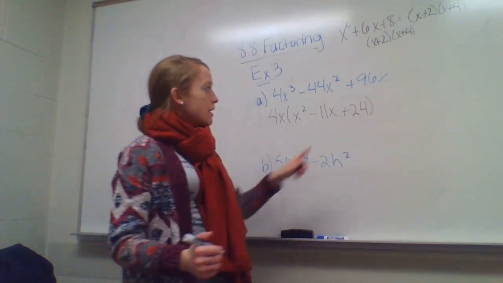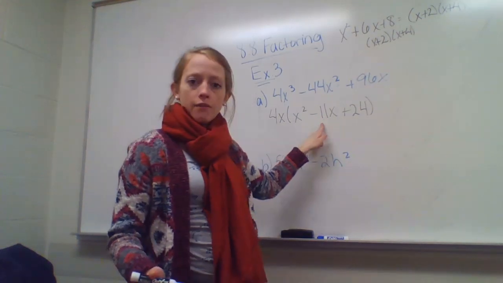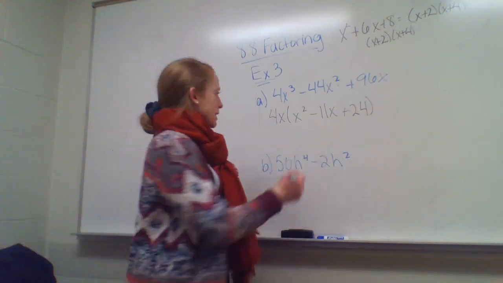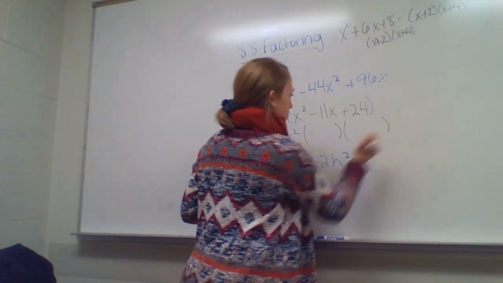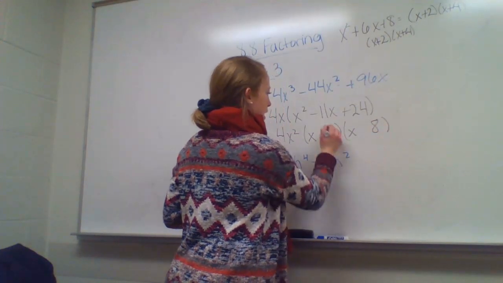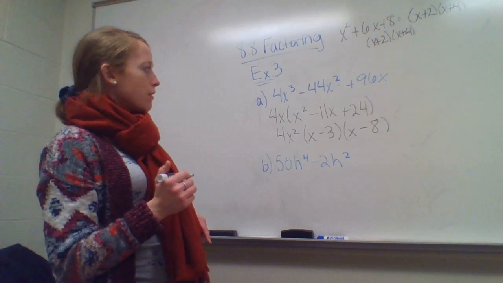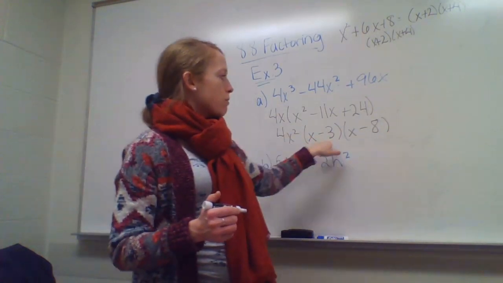Okay, do you know any numbers that would multiply to 24 but add to 11? 3 and 8. Since the 11 is negative, you would make it minus. So 4x, set up your 2 parentheses, x minus 8 and x minus 3, minus and minus. Okay, you're not solving, but if you were, you would set this equal to 0. Your answers would be 0, 3, and 8.